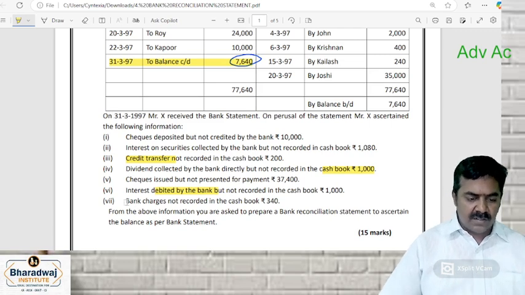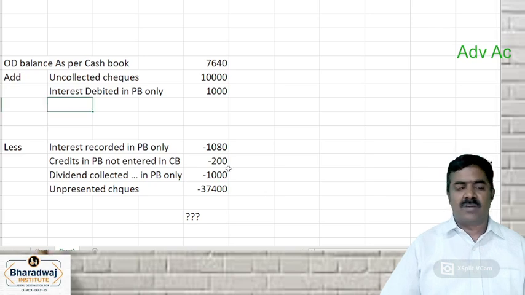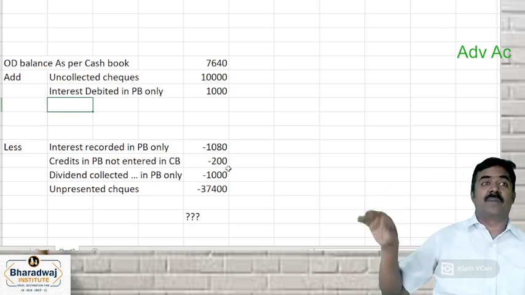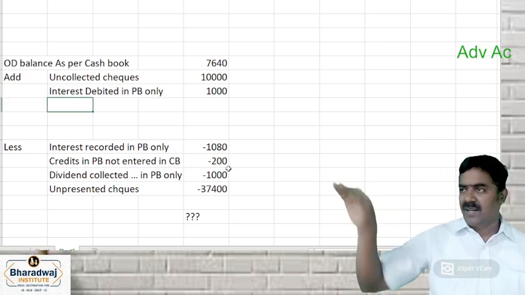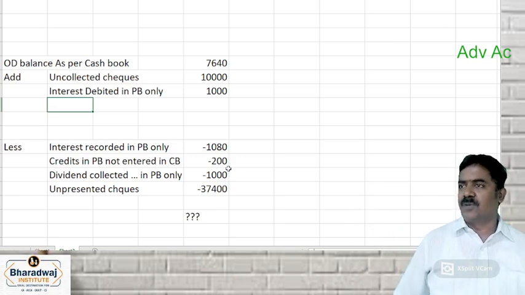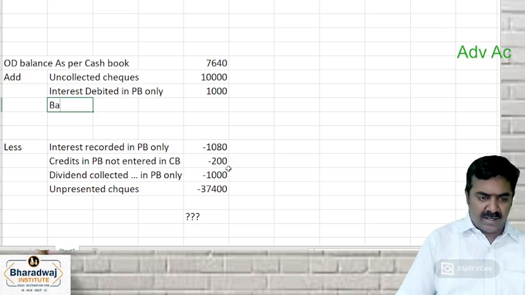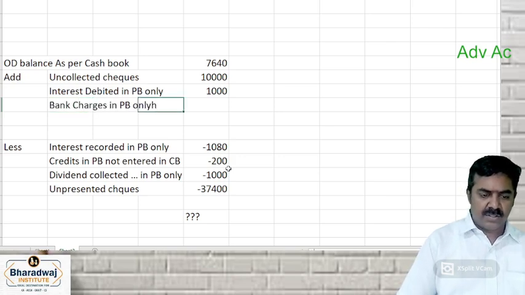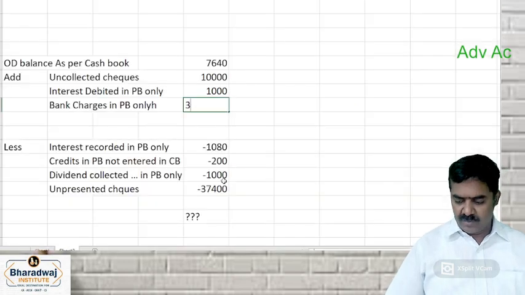Bank charges not recorded in cash book. Passbook they would have recorded. Passbook charge record பண்ணா will they add it or reduce it? Bank reduce பண்ணிருக்கான். நம்மளும் reduce பண்ணணும். But OD starting பண்ணால add. Bank charges in passbook only. How much? 340.